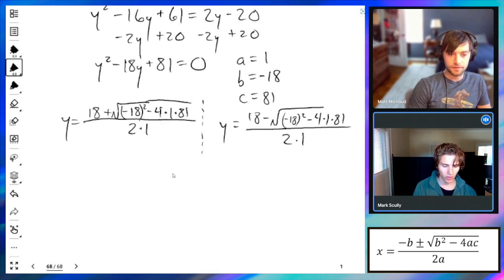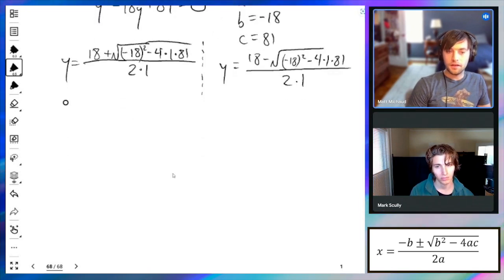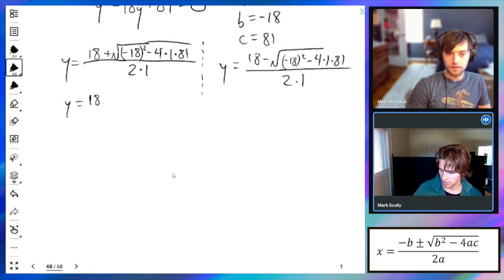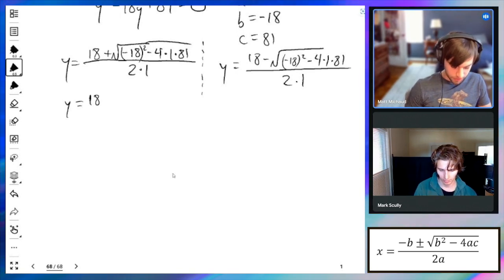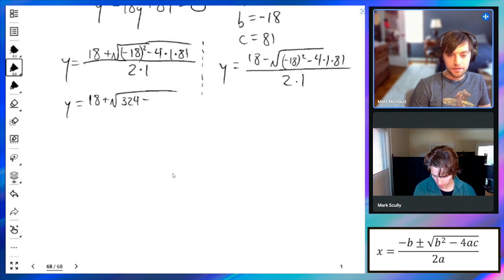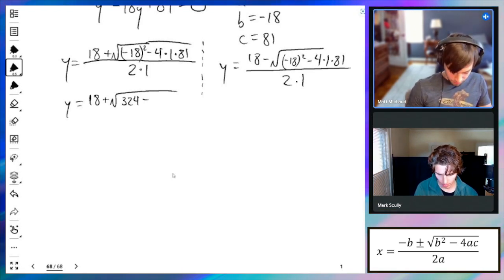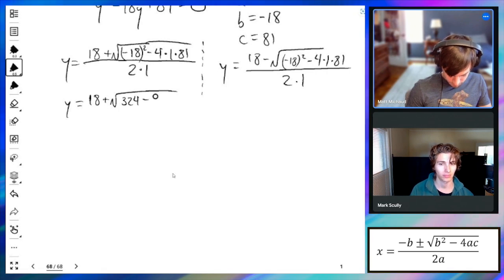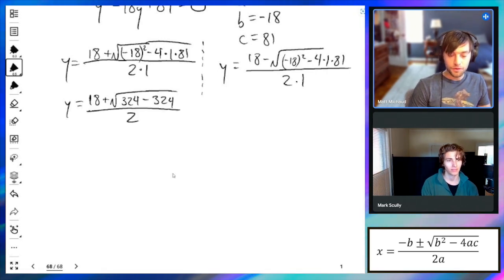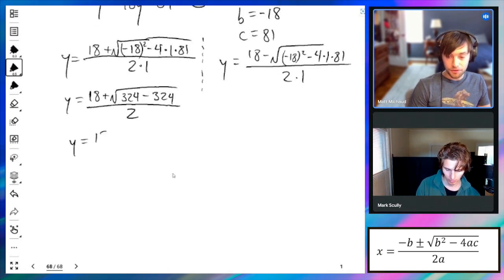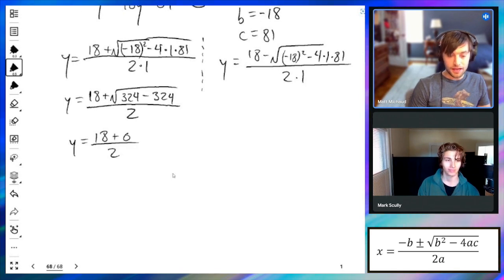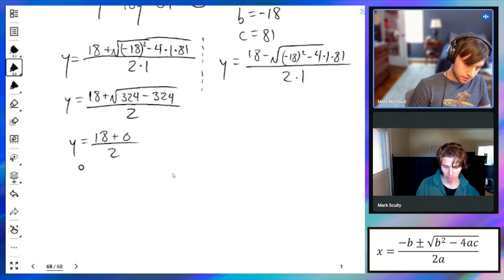Perfect. Let's just focus completely on the left side first. Negative 18 squared is 36. So that would be 18 plus the square root. 18 times 18, right? Oh, wait, no, that's 2 times 18. I have to use a calculator for that. 324, actually. Minus 4 times 1 times 81. So I'm going to type in 4 times 81. And that equals 324 over 2. 324 minus 324 is 0. I'm assuming the square root of 0 is 0. So 18 divided by 2 equals 9.